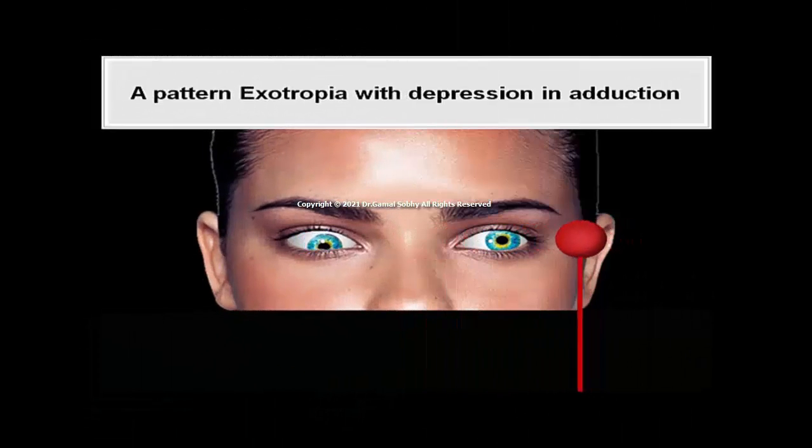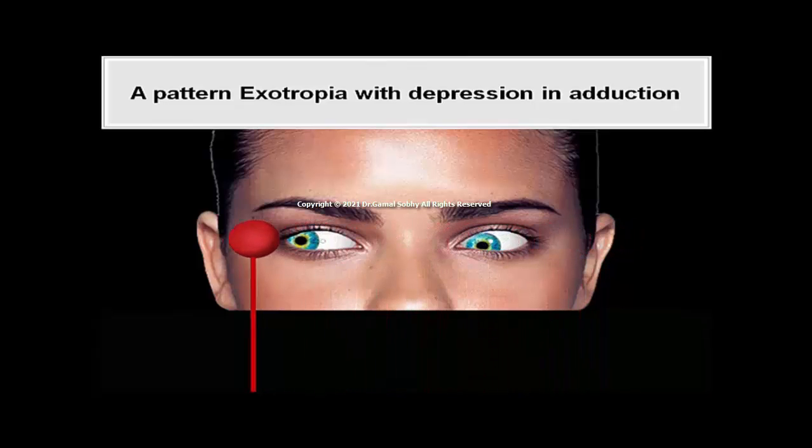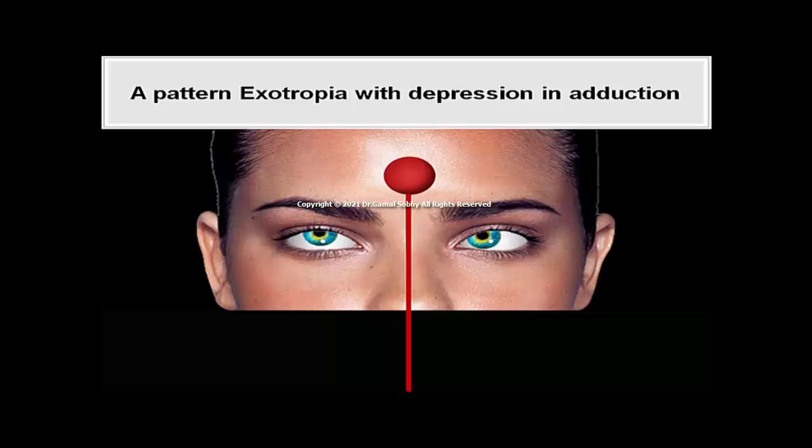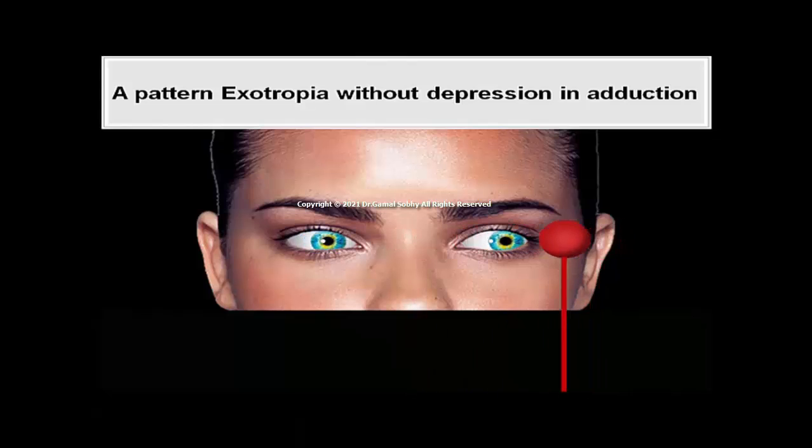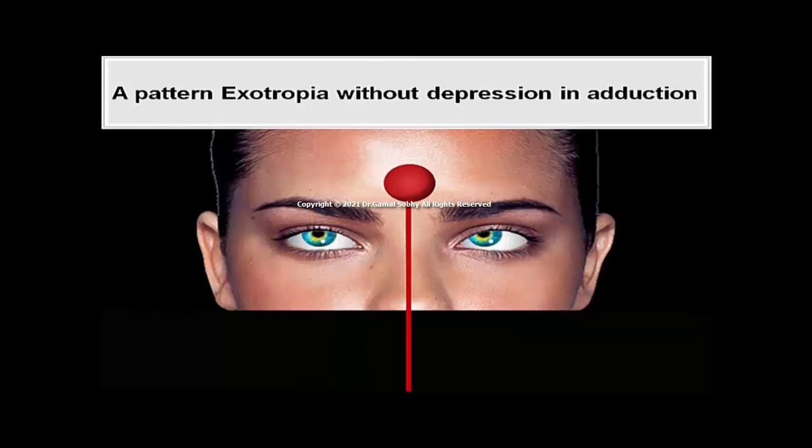In A pattern exotropia with depression in adduction, tenectomy of both superior oblique tendons will lead to a predictable decrease of the deviation in downward gaze. If only a small exodeviation in primary position and upward gaze is present, this procedure may be sufficient. Otherwise, horizontal surgery must also be performed. In A pattern exotropia without depression in adduction, a horizontal surgery with upward transposition of the medial rectus muscle and downward transposition of the lateral rectus muscle must be performed.